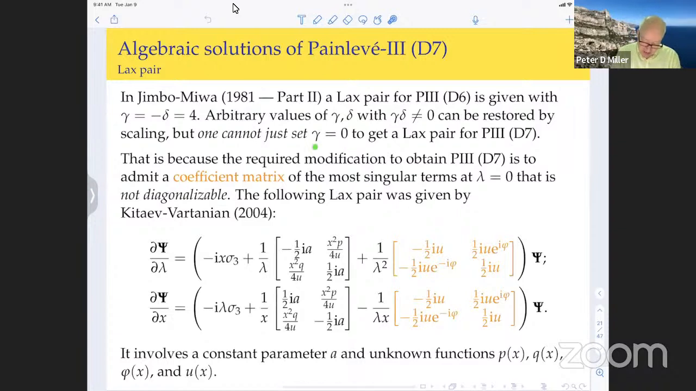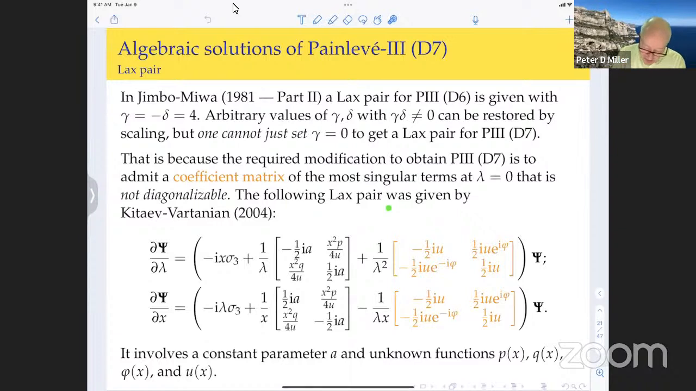Now you can scale to arbitrary non-zero values of gamma and delta by just changing the coordinates somehow, but you can't just set gamma equals 0 at the end of that process to get the Lax pair for the D7 equation. And the reason for that is that in order to get D7 to come out as the compatibility condition of a Lax pair, it's essential that the coefficient matrix of the most singular terms at lambda equals 0 is not diagonalizable. Well, you could take one or the other, 0 or infinity, but only one of them is diagonalizable, the other one is not.